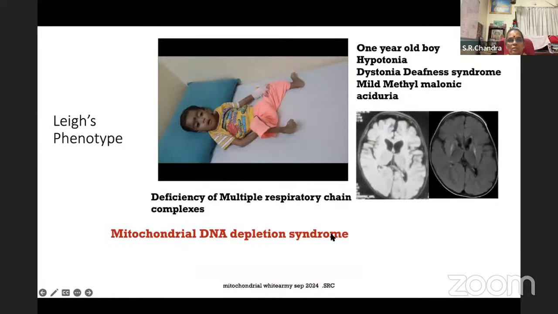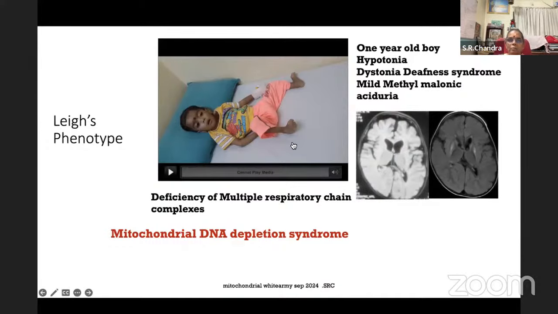So this is one of our children. I told you about Leigh's disease. That's the fatal encephalopathic form. So he's a 1-year-old boy. He presented with hypotonia, dystonia, deafness. He is a floppy child, but you can see the abnormal posturing of the limbs, and he is deaf, and his urine showed mild methylmalonic aciduria. And you can see the classical MRI appearance showing symmetrical hyperintensities in the putamen.